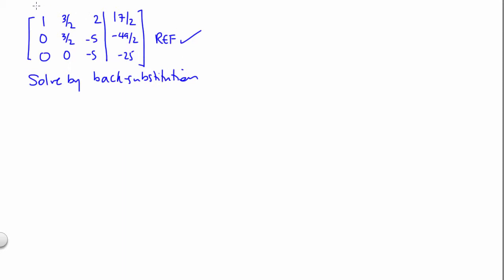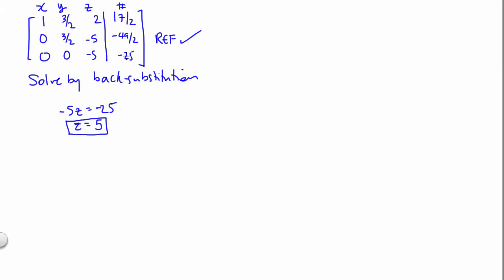So it may help to label our columns. Remember, the columns represent our variables x, y, z, and then over on the right side we've got the constants. We're going to start at the bottom of the matrix here, and this bottom row is giving us the equation minus 5z is equal to negative 25. So dividing through by negative 5, we've got z is equal to positive 5, and we found the value of one of our variables at this point.